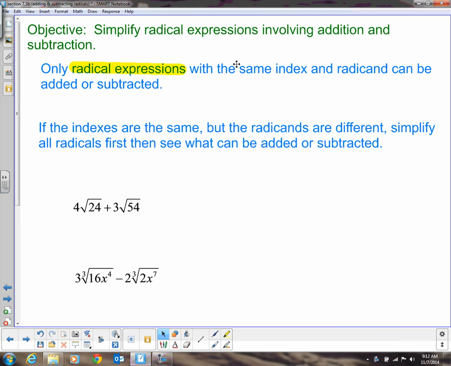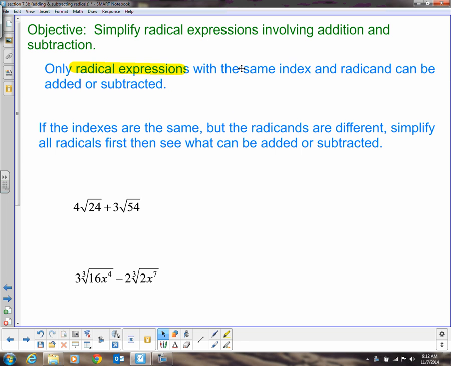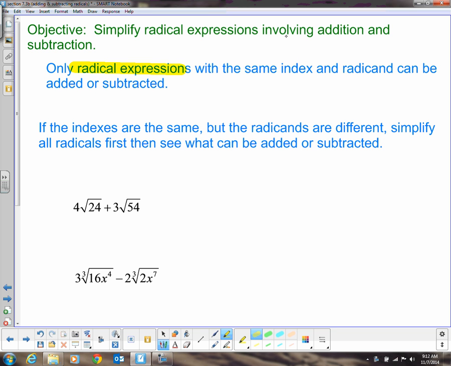You can only add radical expressions that have the same index and radicand. For example, if I have the cube root of 2 plus the square root of 2, that cannot be added because the indexes are different. If I have the cube root of 2 plus the cube root of 3, those cannot be added even though the indices are the same.